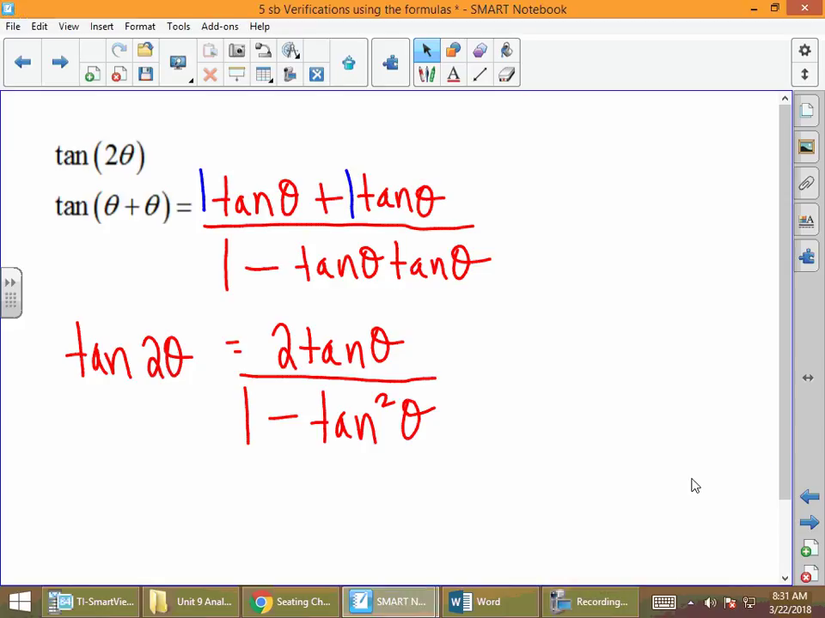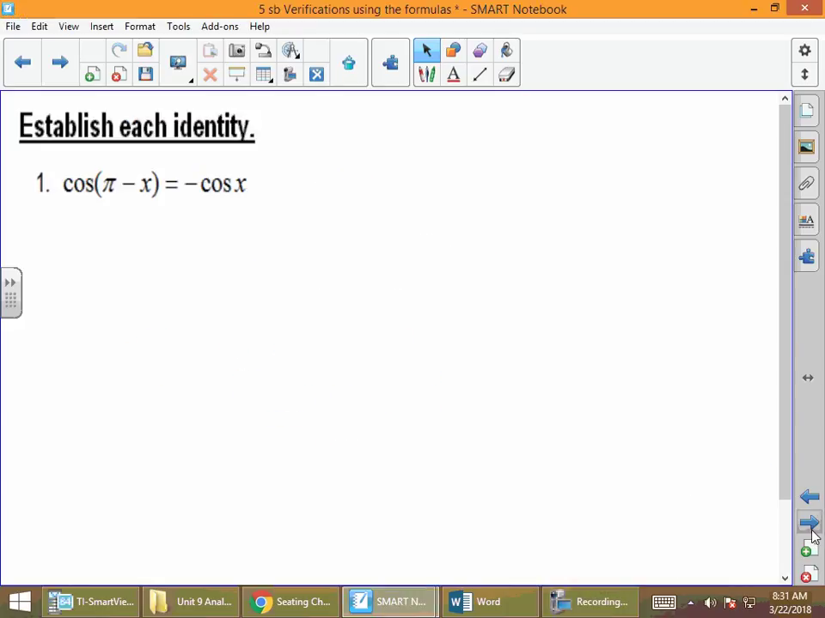So now that we see where the double angles come from, let's come down here and do some verifying of our identities. And remember, when we verify an identity, we only work on one side. And we really want to start with the more complicated side. And oftentimes, the more complicated side is the left side, as it is in this first problem. And in this particular problem, it's the cosine of pi minus x.